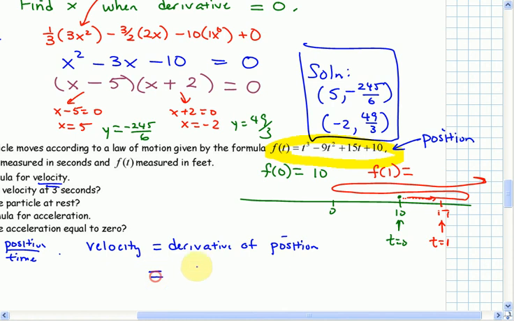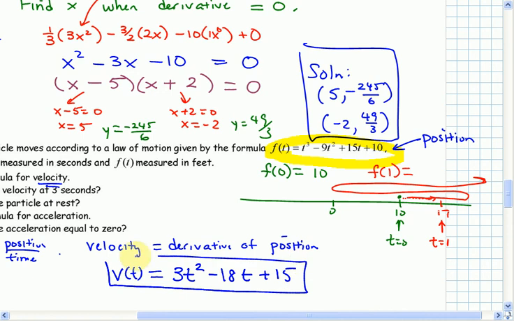So what's the derivative of t cubed minus 9t squared plus 15t plus 10? What's the derivative of t cubed? Let's do this first. T cubed is 3t squared. How about minus 9t squared? Negative 18t. How about 15t? 15. What's 10? 0. Good. So there you go. There's your velocity function. There's v of t. Done.